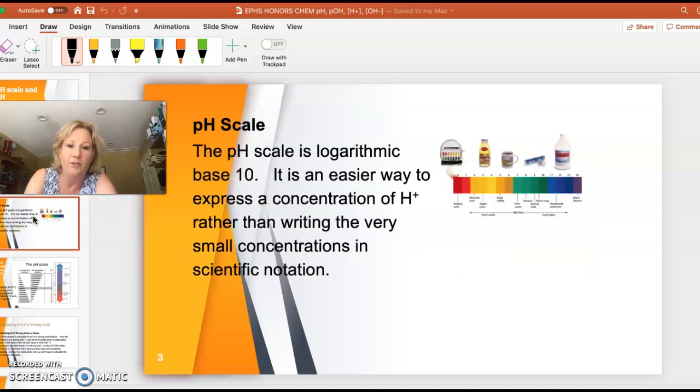And the pH scale is logarithmic, base 10. So it's easier to express the concentration as a pH rather than writing the molar concentration, which would be something very small, times 10 to the negative power, almost always.